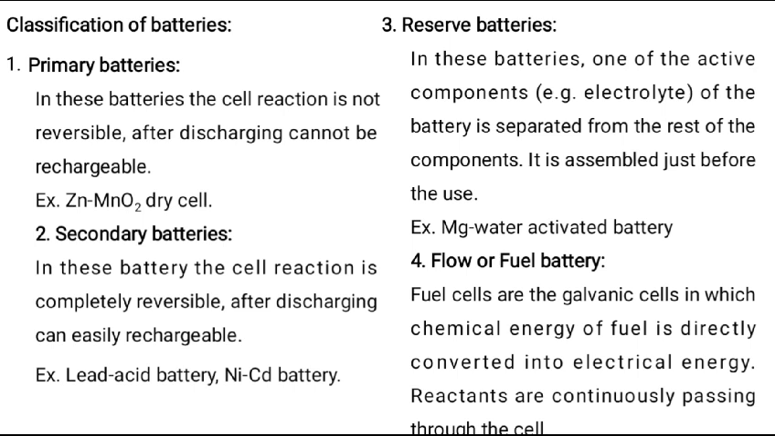And the reserve batteries, in these batteries one of the active components, that is electrolyte, is separated from the rest of the components. It is assembled just before the use. Example, magnesium water activated battery. And next one is the flow battery or the fuel cell. The fuel cells are galvanic cells in which the chemical energy of fuel is directly converted into electrical energy. The reactants are continuously passing through the cell, hence it is known as the flow battery.